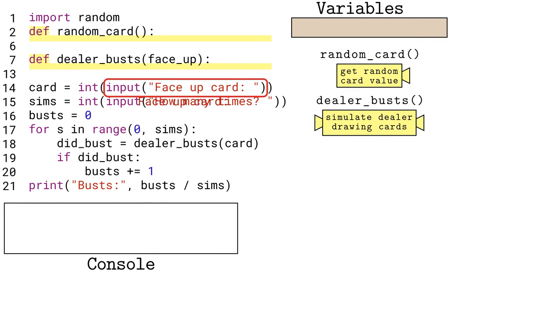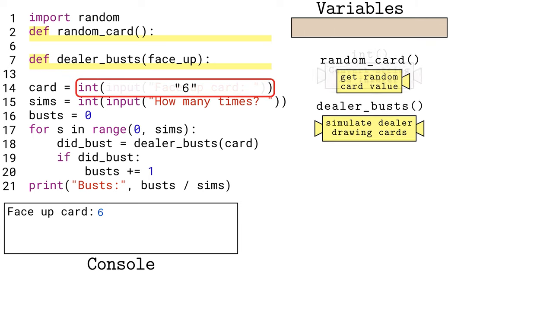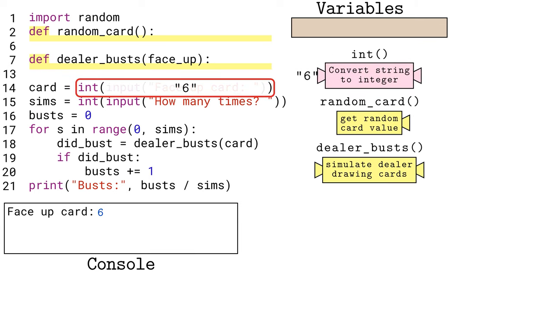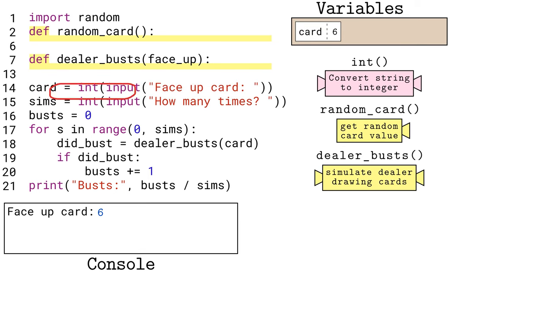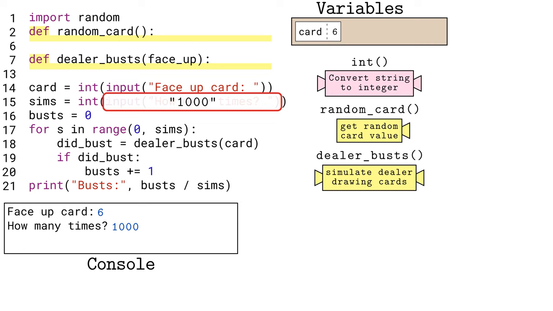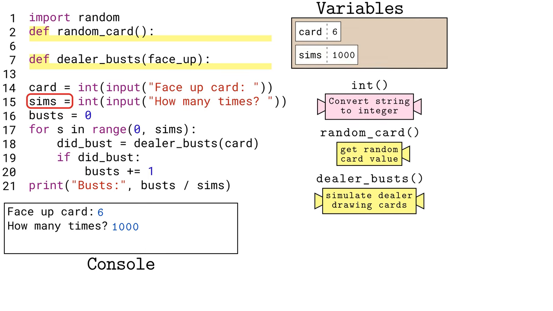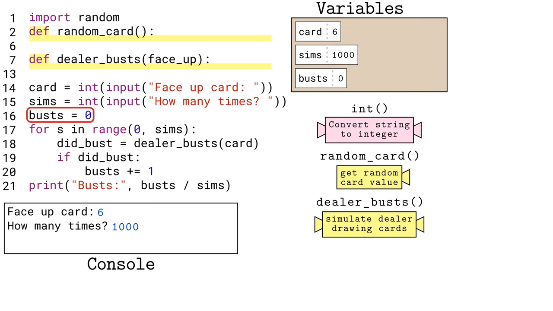The code asks the user for the dealer's face-up card using the input function and converts the returned string to an integer using the int function. And a similar process unfolds for the number of simulations. We initialize the bust variable to 0 and reach the for loop.